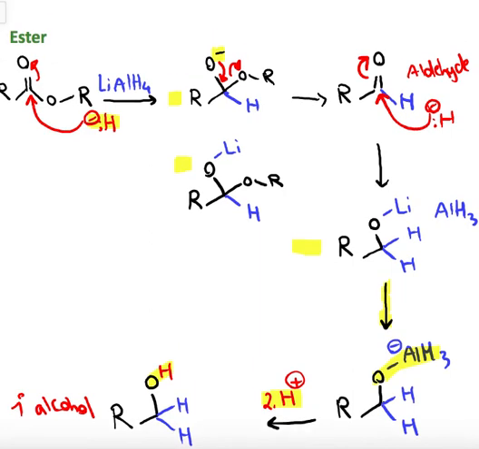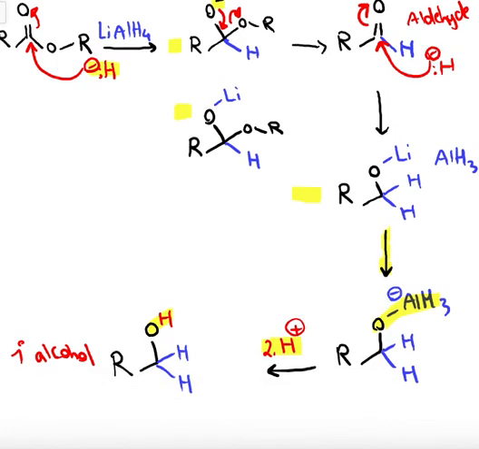Okay, so let's quickly review. We started off with ester. We use lithium aluminum hydride as a stronger reducing reagent. We reduce it once to get aldehyde, but it doesn't stop there, and we're going to reduce it one more time to get primary alcohol.